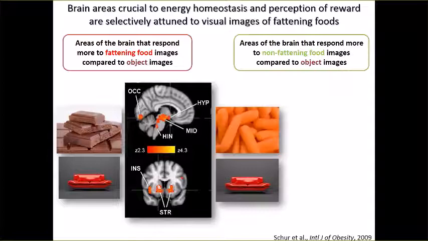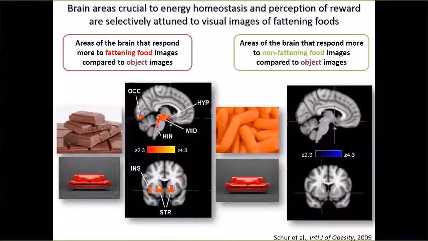Then we looked at what areas of the brain respond more to the carrots than the couches, and this is what we found. So you'll notice there are no blue dots in any of the regions that we just talked about, and that's because there wasn't enough difference between looking at a carrot and looking at a couch to these regions that are perceiving reward and motivation. So what we concluded is that these brain areas are selectively attuned to visual images of fattening foods.